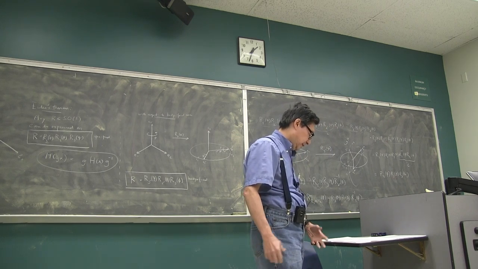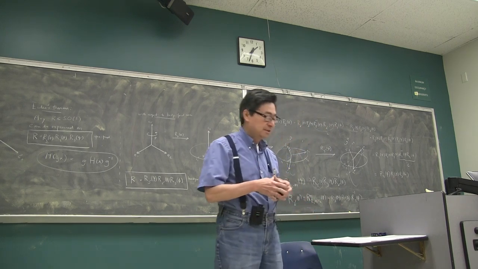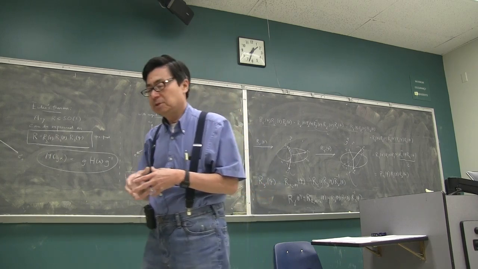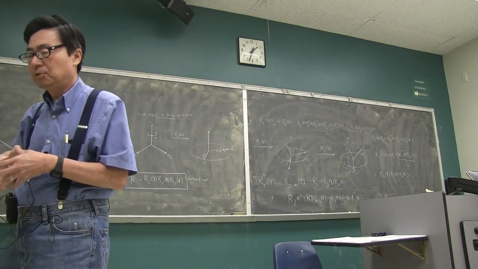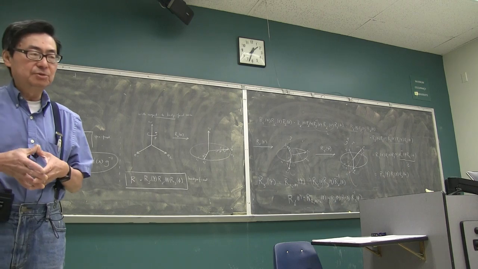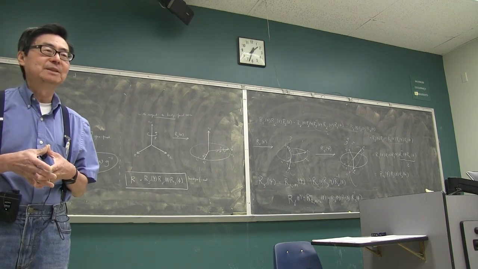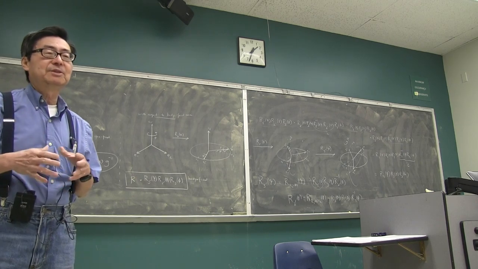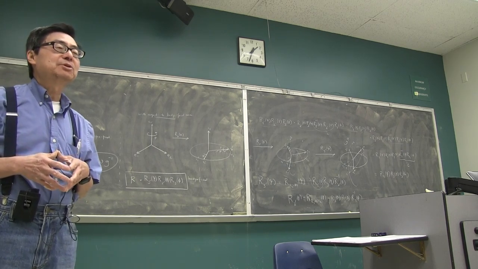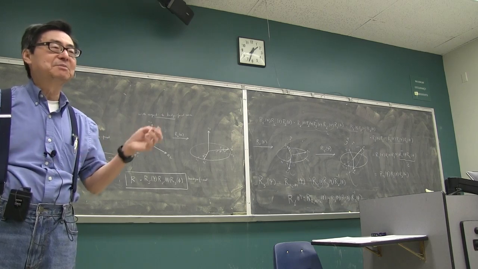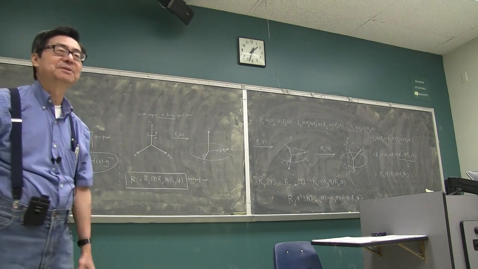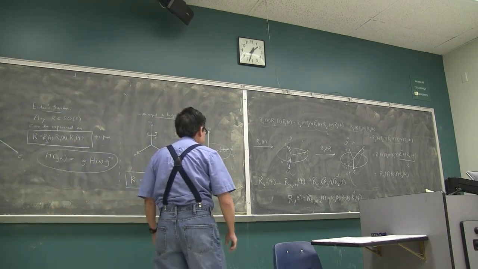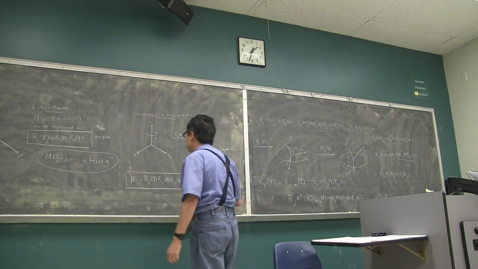The end result of this exercise is to use the symmetry properties of SO4 to find the energy eigenvalues of the hydrogen atom. In other words, show that the bound state spectrum of the hydrogen atom is proportional to 1 over n squared, where n is some integer. You recall that result, okay? You recall the result for the hydrogen atom is something like this.